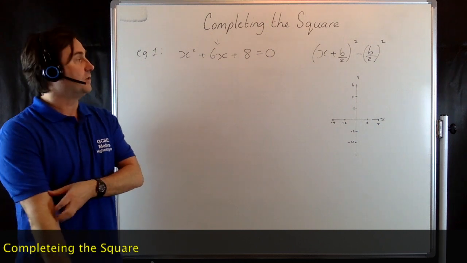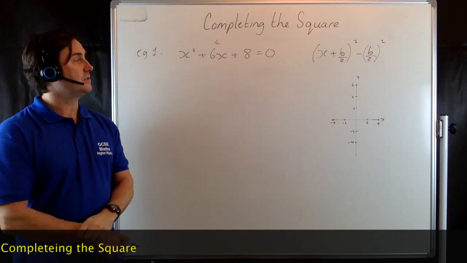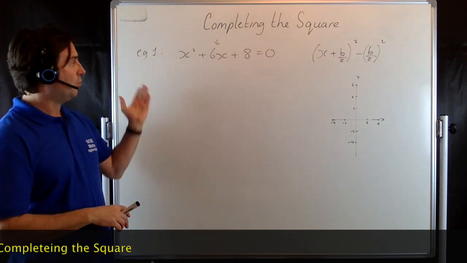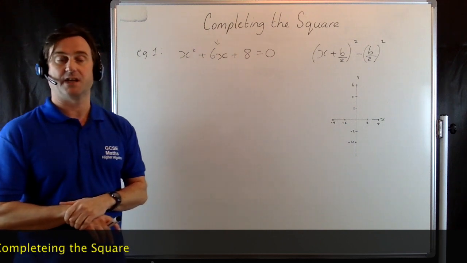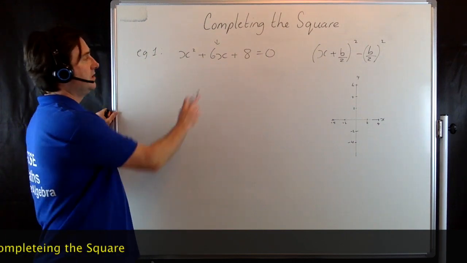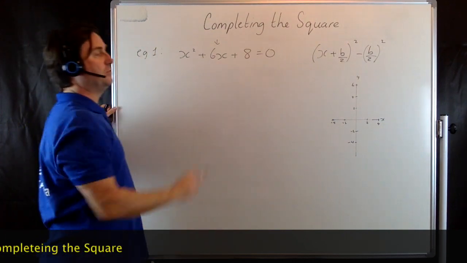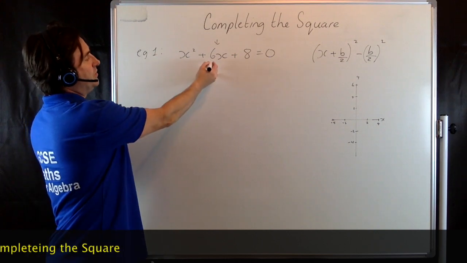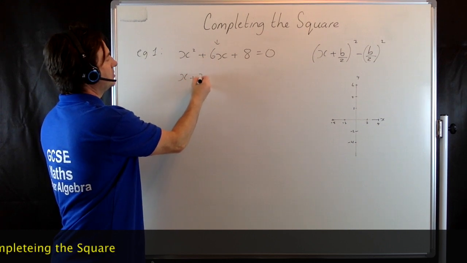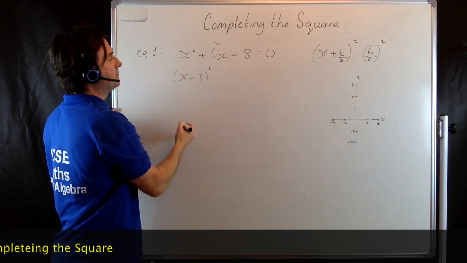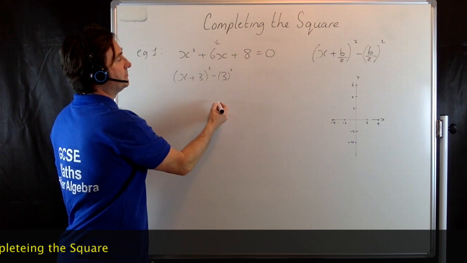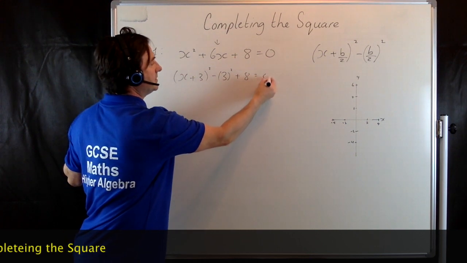What I'm going to do now is complete the square on this equation here. I'm going to look at solving this equation by completing the square, and also how to use that to sketch the curve of the equation y equals x squared plus 6x plus 8. So first of all, let's complete the square on this expression. If we remember the general formula for completing the square, we take our b value, which is 6, and halve it, and I write x plus 3, half of 6 is 3, squared. Then I'm going to take away half of 6 squared, and then add 8, and it gives me 0.